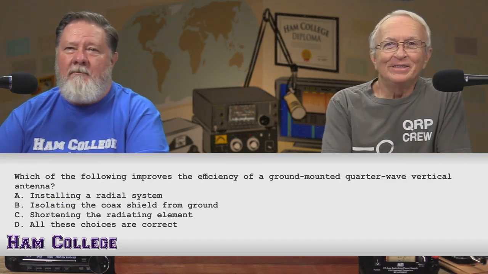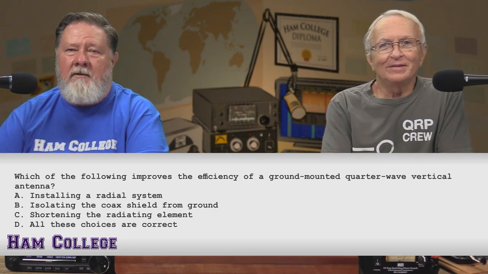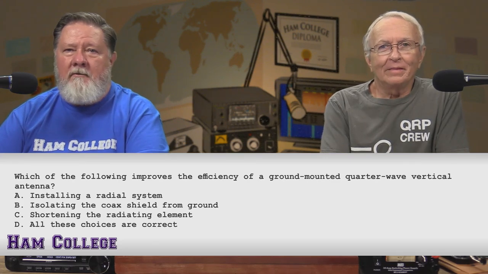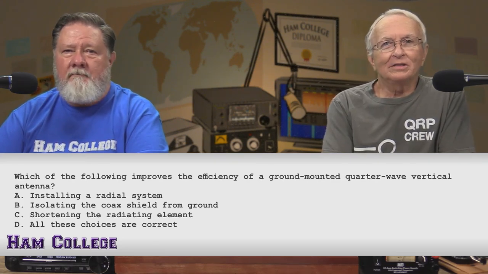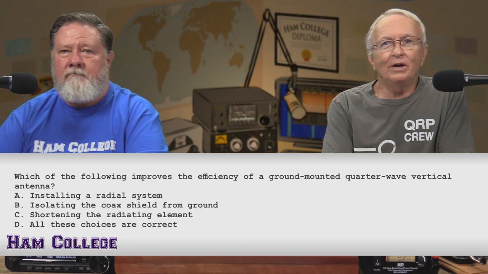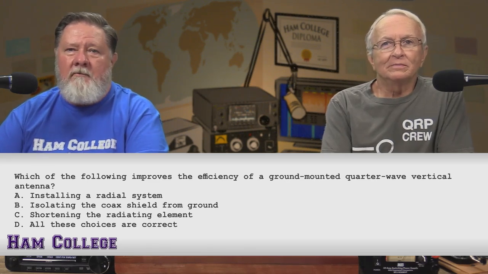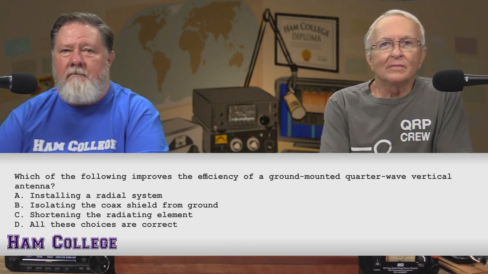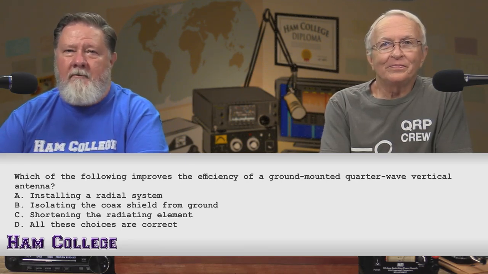Which of the following improves the efficiency of a ground-mounted quarter-wave vertical antenna? A. Installing a radial system. B. Isolating the coax shield from ground. C. Shortening the radiating element. D. All of these choices are correct. I think I know this one.